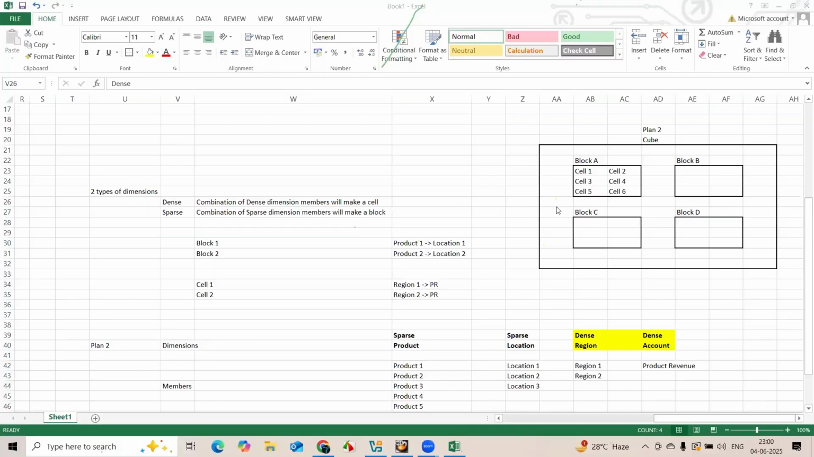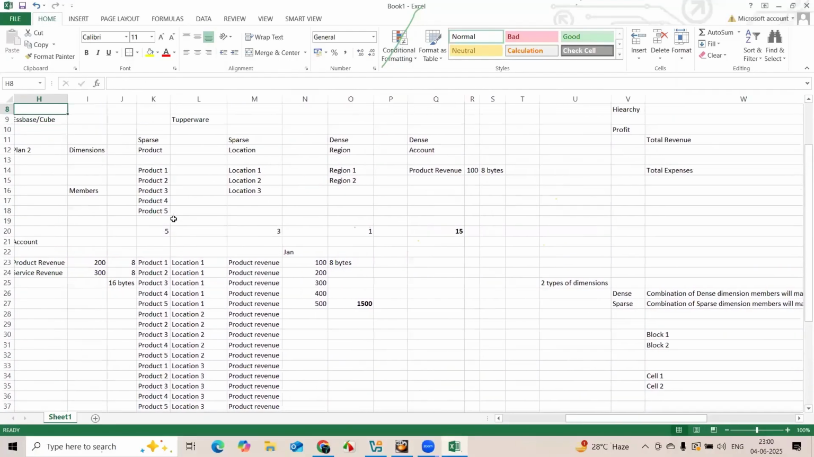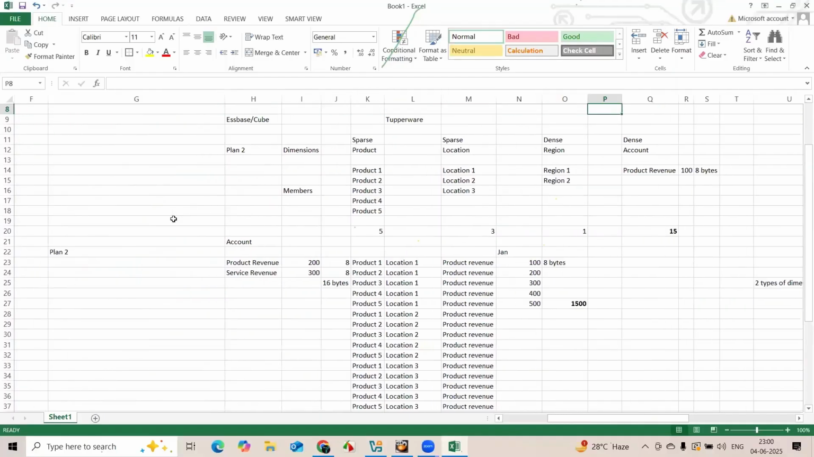Yes, Sagar. On what basis will we decide which dimension is going to be dense? Great, good question. So I was coming to that. Let us consider the same scenario. This is completely related to the company and the client requirement. For example, location 1, location 2, and location 3. This year, for 2025, Tupperware is selling in these 3 locations.